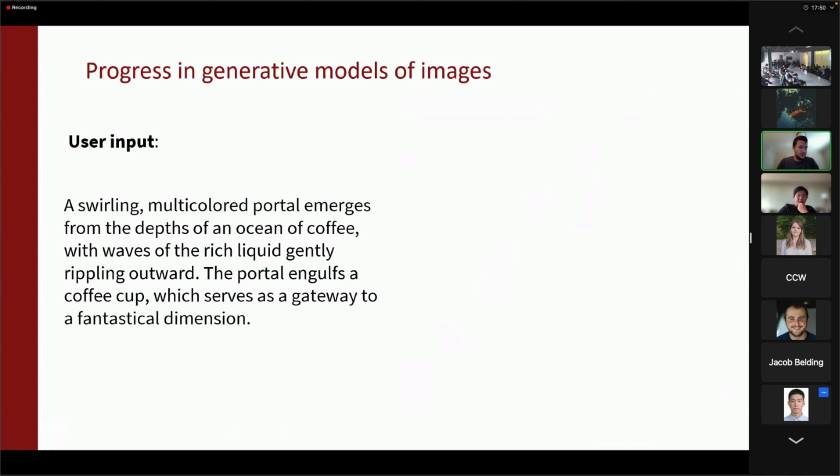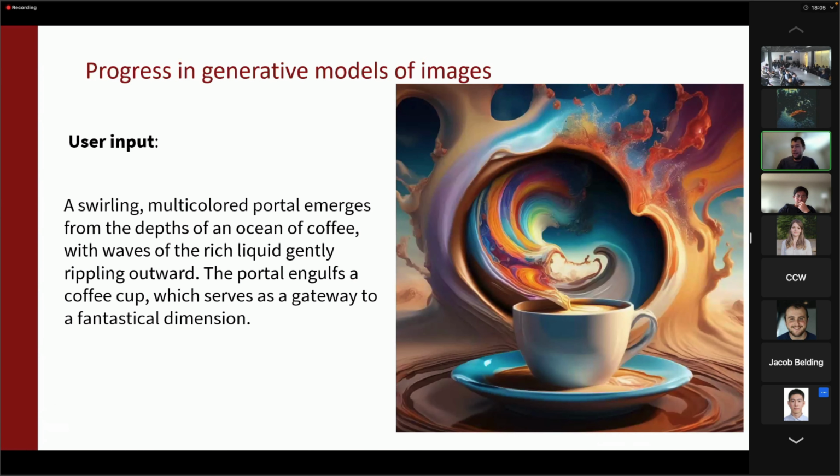Another example, I like coffee, so we tried to come up with some crazy caption asking the model to generate something like this, and I'll let you read the caption, and then you can imagine what something like this would look like, and you can get the models to produce something like this. So, pretty incredible results. Never would have thought that we were going to be able to build systems that work so well.